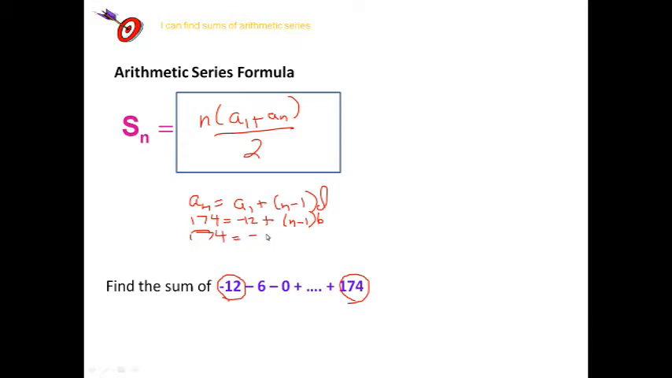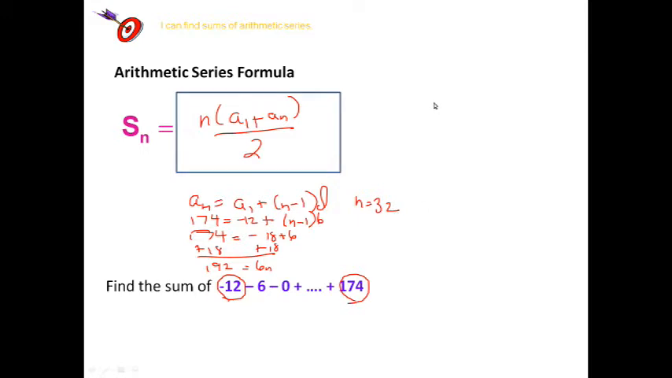174 equals negative 18 plus 6n. Add 18 to each side. 192 equals 6n, which means that n equals 32.